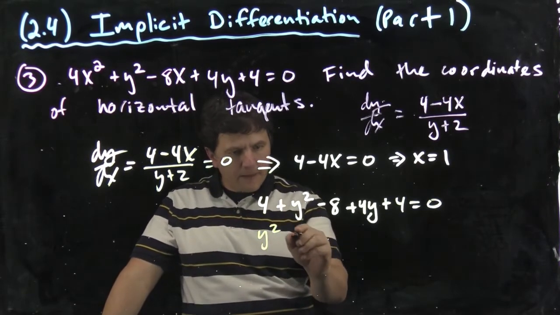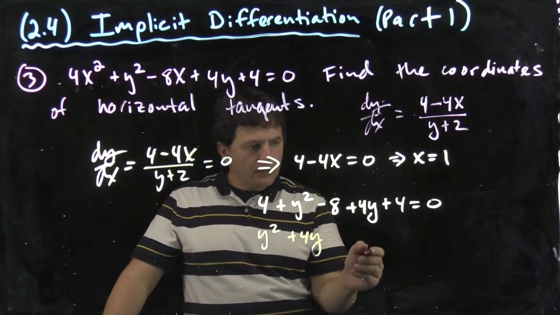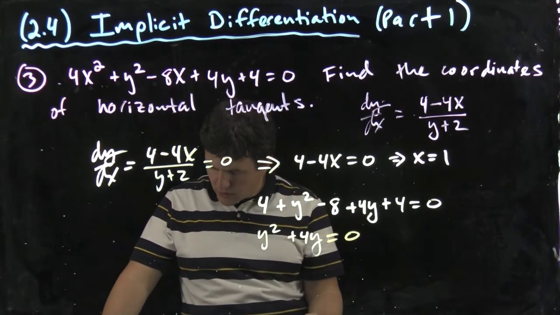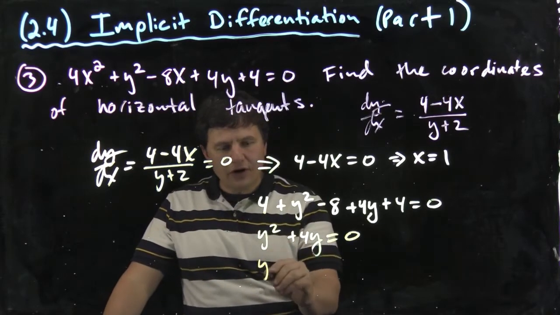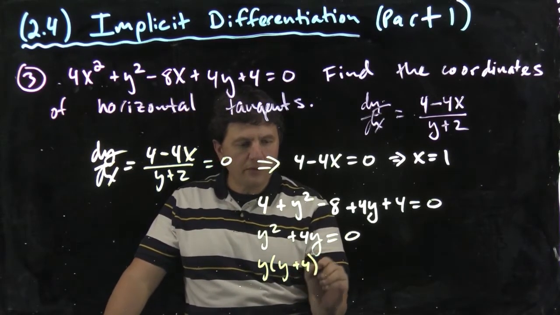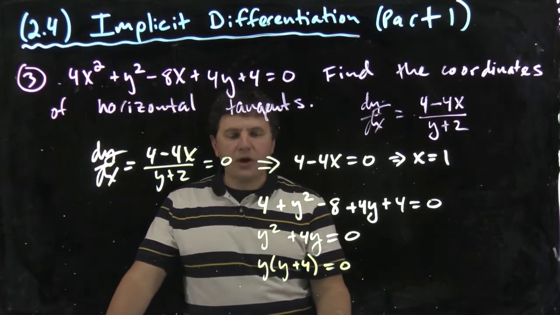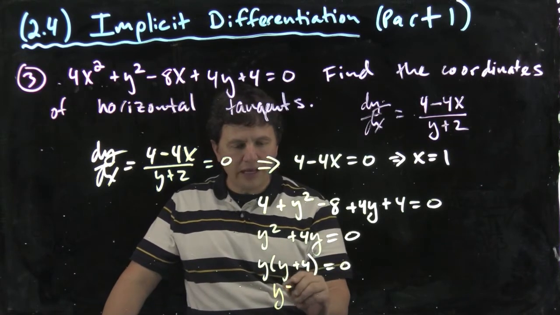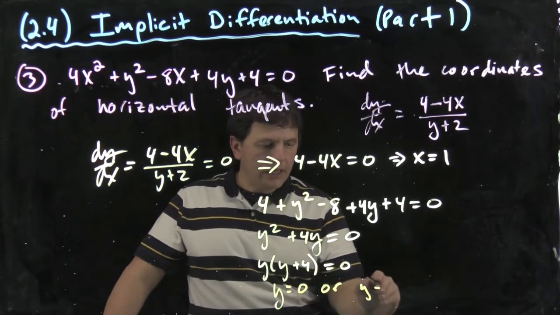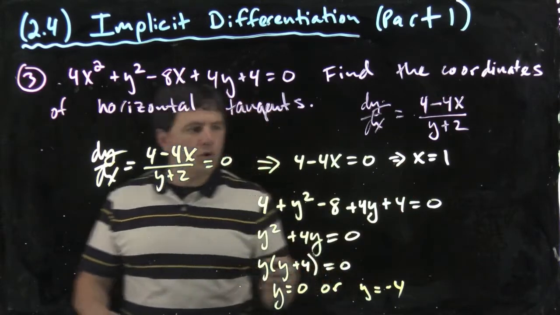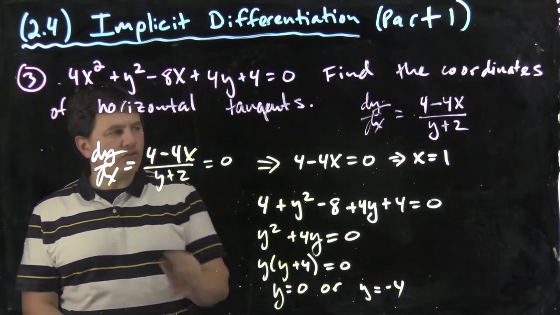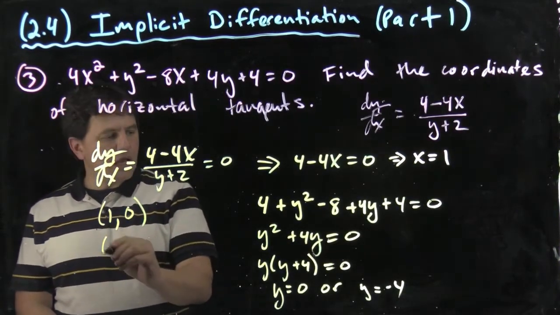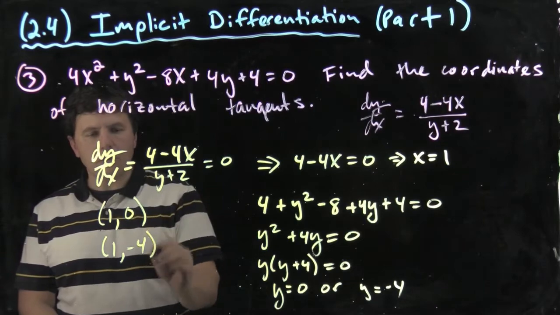Y squared plus 4y. Let's see, nice again. So that's going to be 0 here. So I can factor out a y plus 4 equals 0. The old zero product property: if I have two things multiplied to give me 0, it means at least one of them is equal to 0. So y equals 0 or y equals negative 4. So our two coordinates where we have a horizontal tangent are (1, 0) and (1, negative 4).